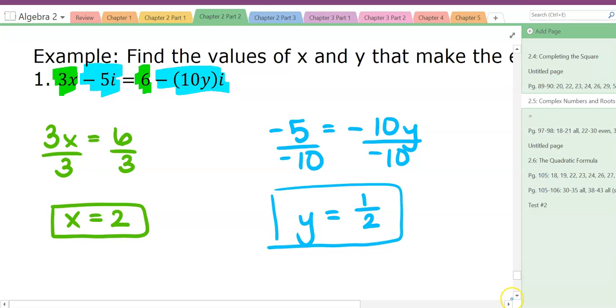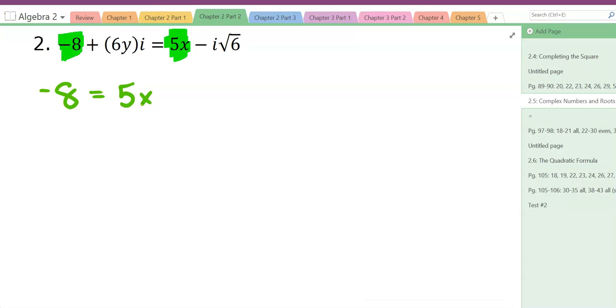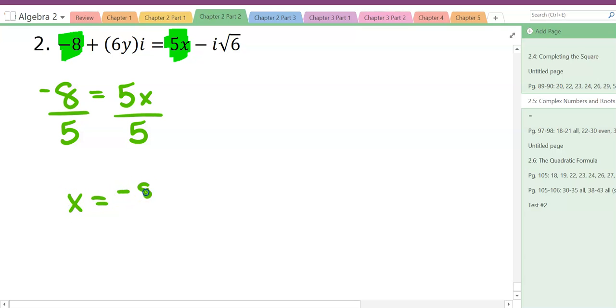So for this last one, what am I going to set -8 equal to on the other side? The 5x, right? So -8 equals 5x. And how would you guys solve that? I'm going to leave it as a fraction, even though it's improper. I'm going to leave it as -8 over 5.